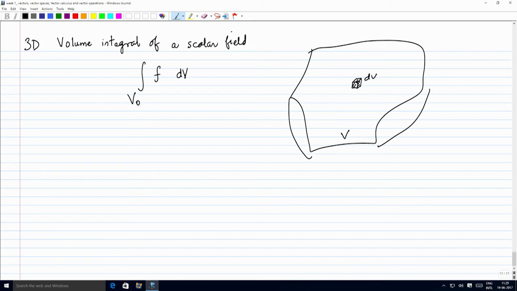You typically define it for a scalar field, which is a function of x, y, z, and the differential volume element is nothing but dx, dy, dz, and you integrate it over this region. So, this is actually a 3 dimensional integral.